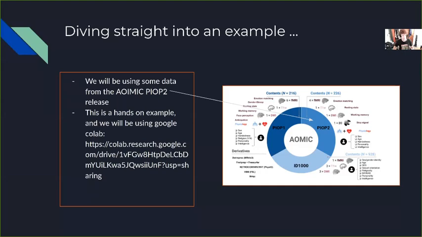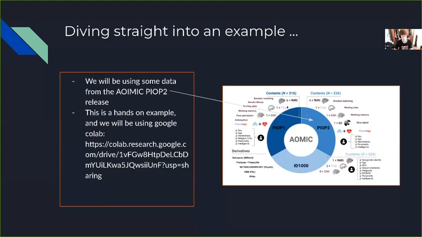We're going to be using this Aomic PIOP2 dataset, this small one here, which they have nicely made available. And we're going to be using Google Colab for this. I wasn't sure about the logistics, and I don't really love Google Colab, but if people aren't familiar, it's like a free version of Jupyter Notebook, but it runs in your browser and on Google clusters somewhere.